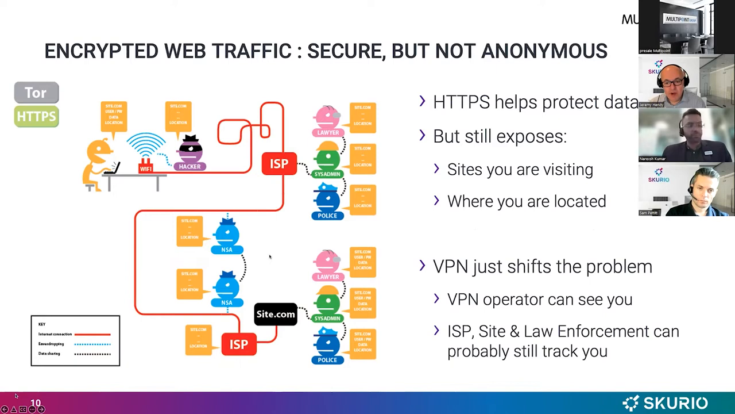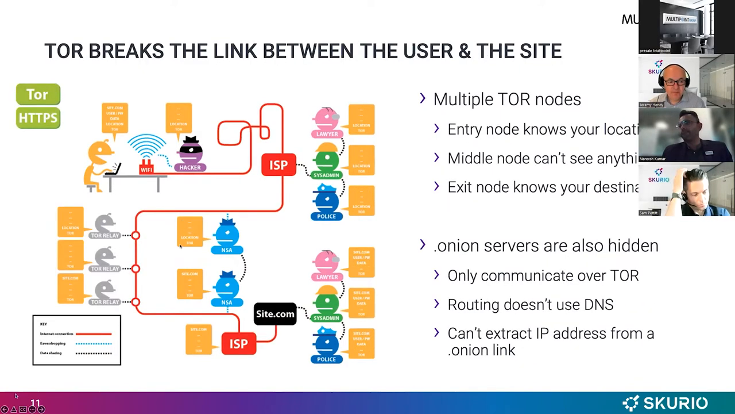You can use VPNs, which achieve some privacy from your local Wi-Fi network and from the ISP, but everybody else can still see what's going on there. So the Onion router, the Tor network, what that does is add three layers of relay into that communication traffic. And now what that does is effectively hides the site you are visiting from your local network. So your ISP, your local Wi-Fi network, can see that you're accessing Tor, but it cannot see which site you're going to.